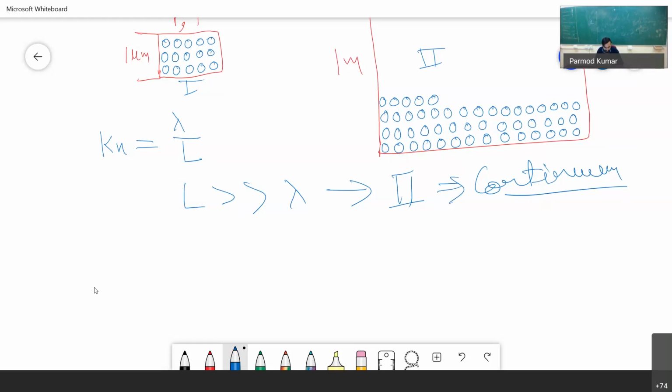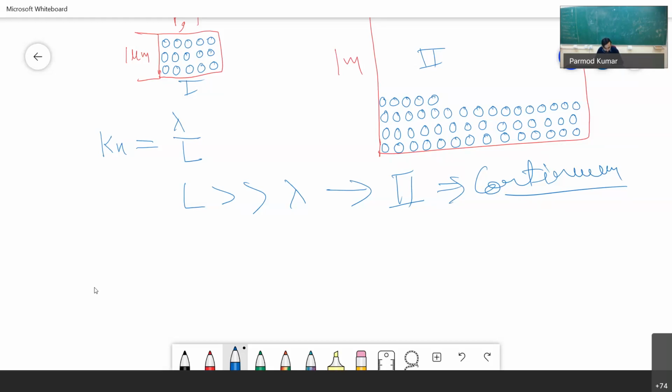Next question is on mean free path. I think I have already discussed it. Yes, sir. Bulk property also I have discussed, and how time scale affects the condition of continuum. I think I have already discussed that.